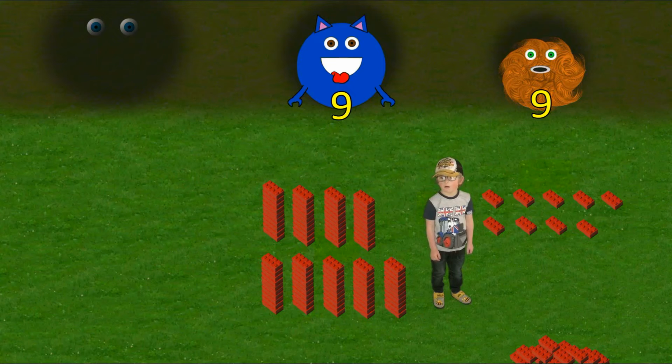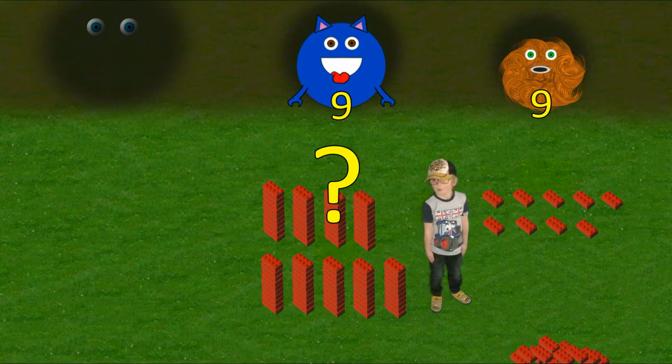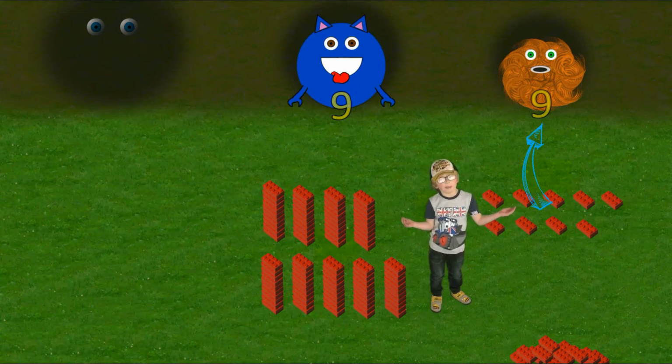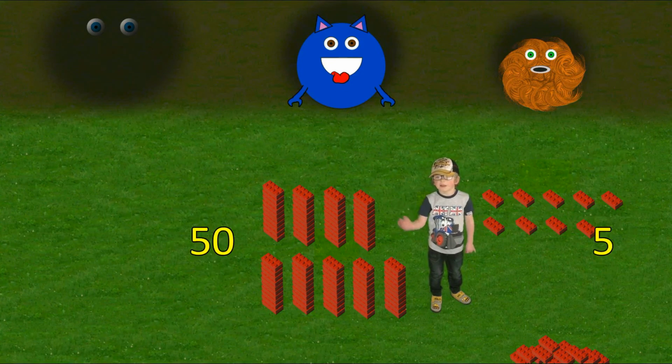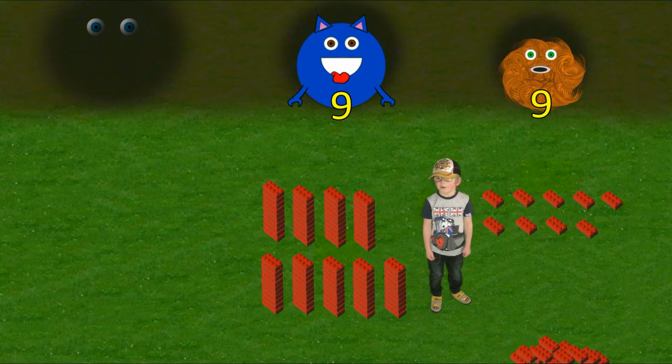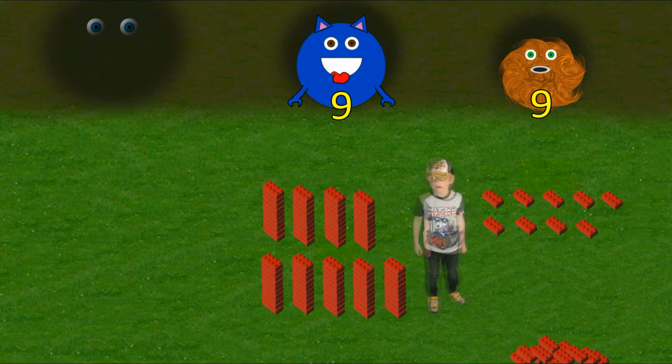9. Uh-oh. Can you see what's going to happen? We have 9 tens and 9 ones. 90 and 9 is 99. If I add another brick, the ones monster will get angry. If I move the stack of 10 across, the tens monster will get angry. But I need to keep counting, so let's just try it.